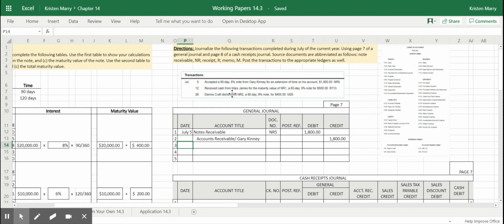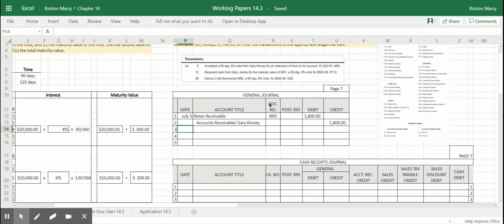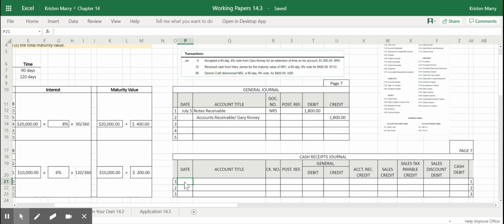Transaction on July 12th. Received cash from Mary James for the maturity value of the notes receivable 1, a 60-day 9% note of $500. So since we're receiving cash, that's going to go on our cash receipts journal. So our date of July 12th, our notes receivable account is going to be affected, as well as our interest income that we're making from her borrowing that money. The check number is receipt 113. Again, we'll fill out post reference once we post to their individual ledgers.